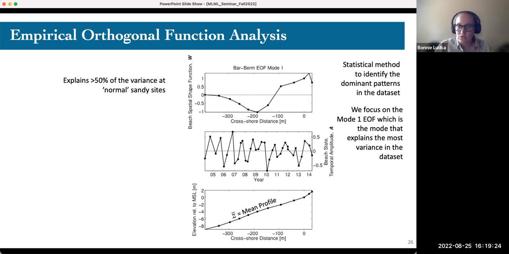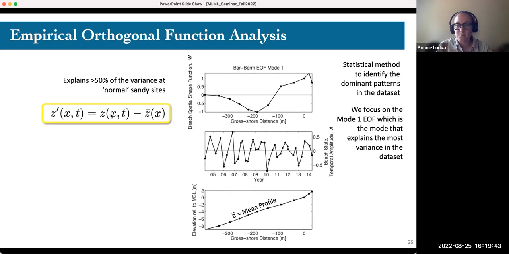And in order to do this analysis, what we first do is we've alongshore averaged all those sections of beach to get a time series of beach profiles. And then we're going to subtract out the mean profile to get a beach elevation fluctuation. So here I'm showing an equation showing that we've got our beach elevation Z, and we're going to subtract out the mean to get a time series of beach elevation fluctuations.